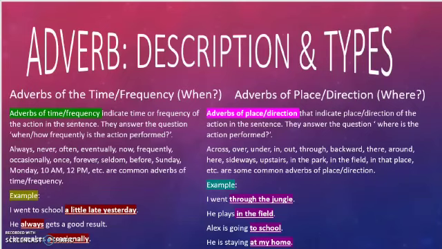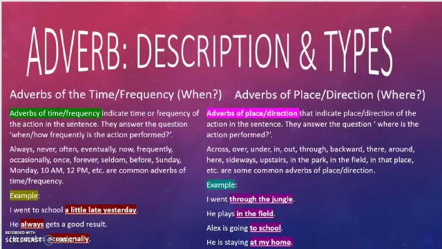Adverbs of time or frequency. It means when. Adverbs of time or frequency indicate the time or frequency of the action in the sentence. They answer the question when or how frequently is the action performed. For example, always, never, often, eventually, seldom, before. These are all considered adverbs of frequency. For example, I went to school a little late yesterday. He always gets a good result.